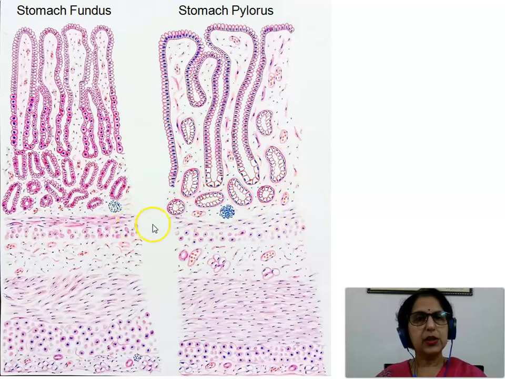The features of the muscularis mucosae and submucosa are similar in both the slides. When we move on to the muscularis externa, here in stomach fundus, we can appreciate the inner oblique, middle circular and outer longitudinal layers of smooth muscle fibers, whereas in stomach pylorus, we appreciate only the inner circular and outer longitudinal layers. The inner circular layer is very thick and that is what forms the pyloric sphincter. Features of serosa are similar in both the slides.